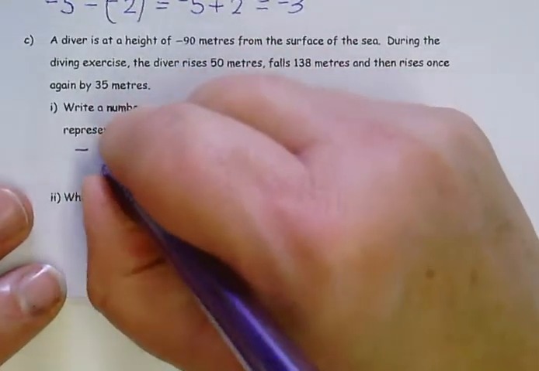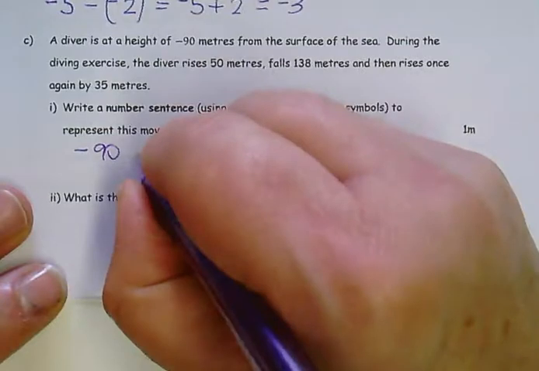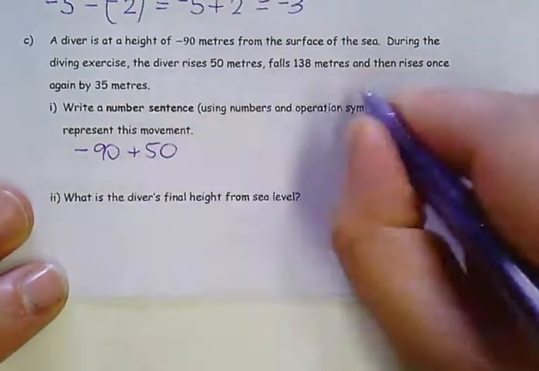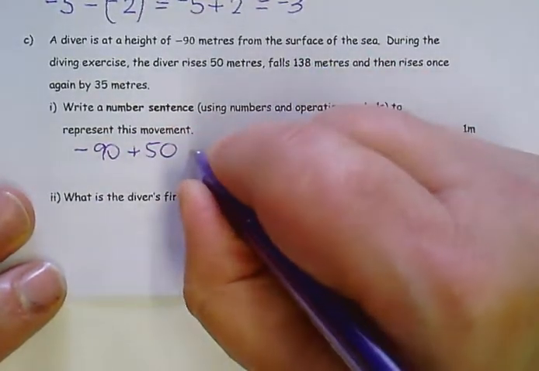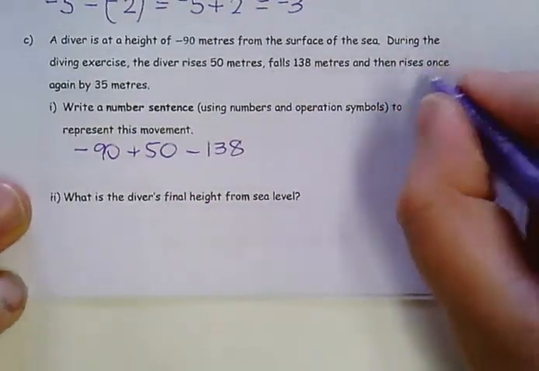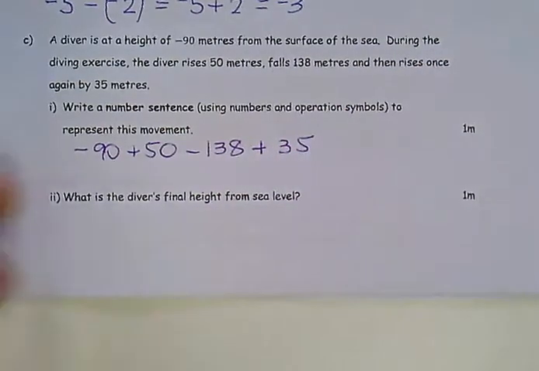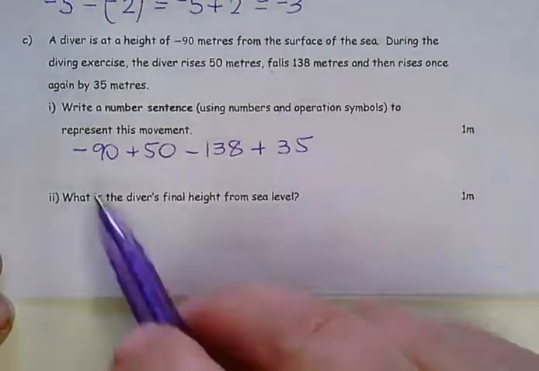So he starts at -90. During the exercise, he rises 50. So we go plus 50. Then he falls 138. So we take away 138. And then rises once again by 35. So that's a plus 35. And that's how you write that. That's your number sentence.